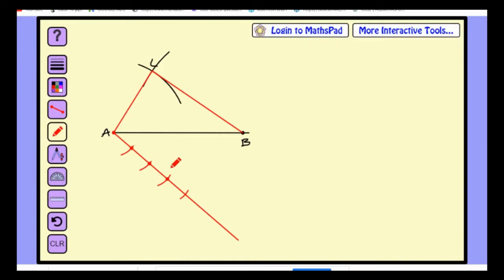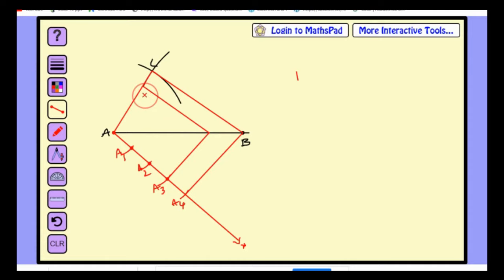After marking 4 arcs on the ray AX, we have to label them A1, A2, A3, and A4. Now we have to join A4 with B as shown in the diagram. After joining A4B, we have to draw a line segment A3B dash in such a way that they are parallel to each other. So this line and this line should be parallel.